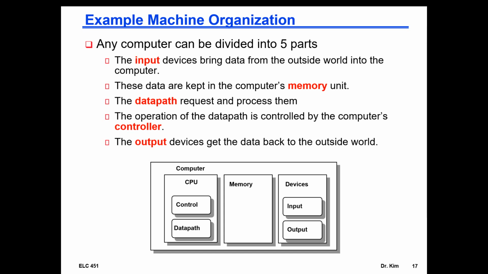Now let's talk about machine organization, or processor or computer organization. Pretty much any computer can be divided into these 5 parts. You're going to have some type of input devices, and that's how the system communicates with the users and reports to the user. Then you have memory. So memory is used for program and data.